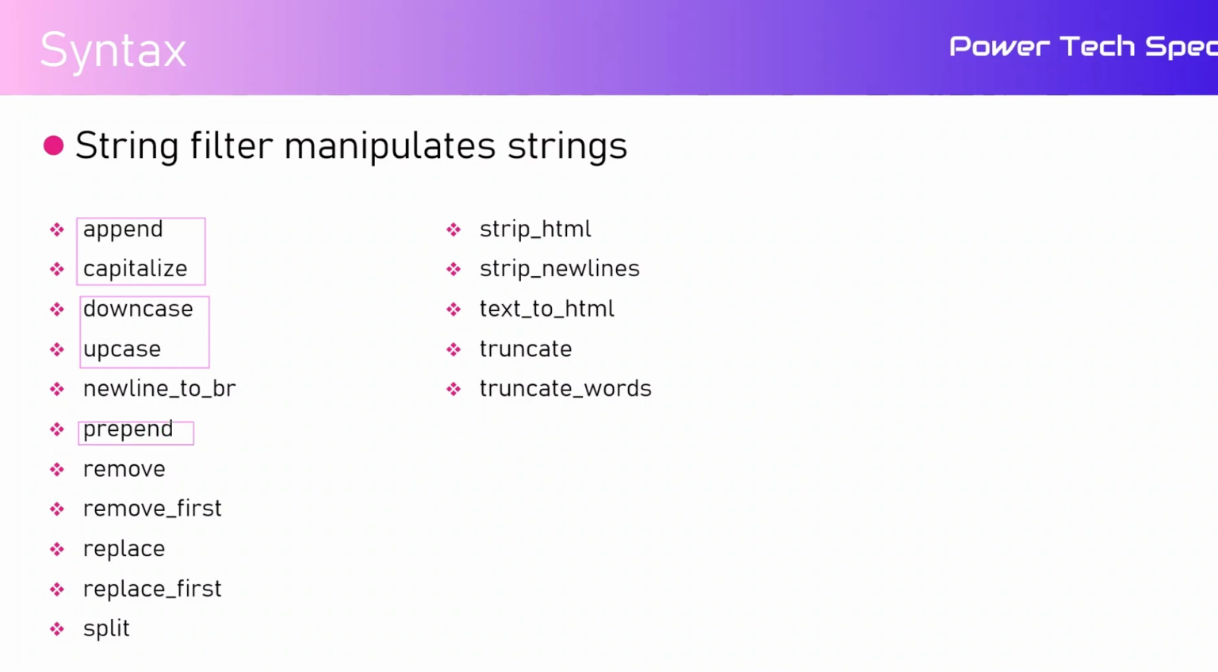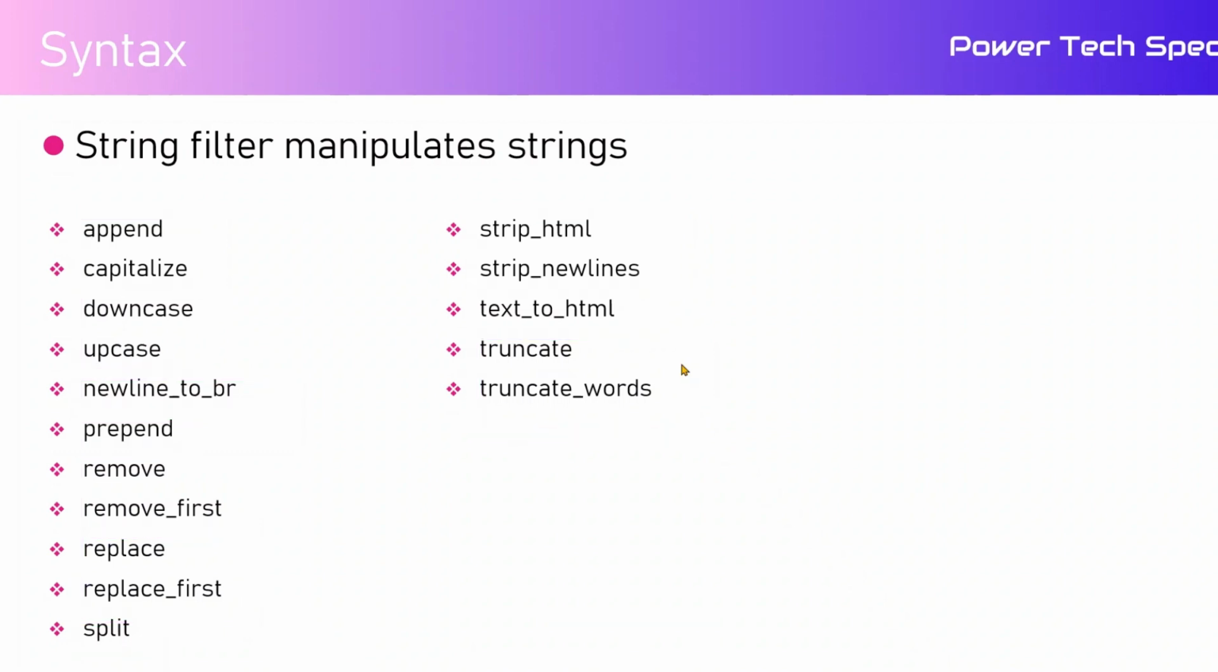prepending content, removing the content, either removing the first value or replacing the first value, splitting the string, new line to br, stripping the html or new line, text to html, truncate words. So these are the operations which you can perform basically on the string value.